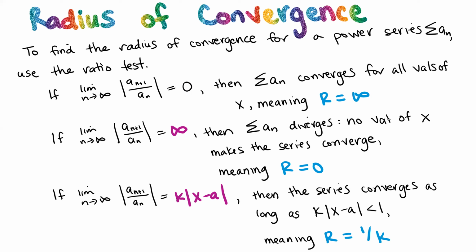Now, finally, we have the setting that we looked at in the last couple examples. Our limit is equal to some constant times the absolute value of x minus a. So this means that the series will converge as long as k times the absolute value of x minus a is less than 1. So our radius of convergence is 1 over k.